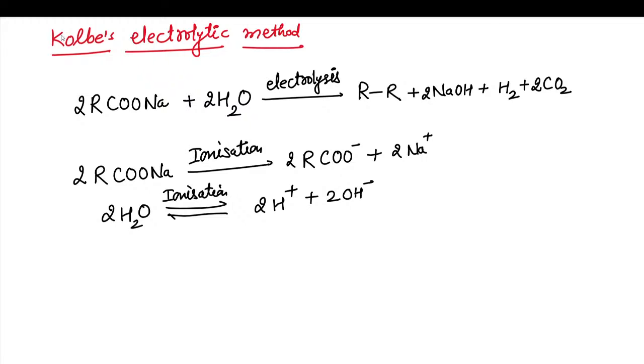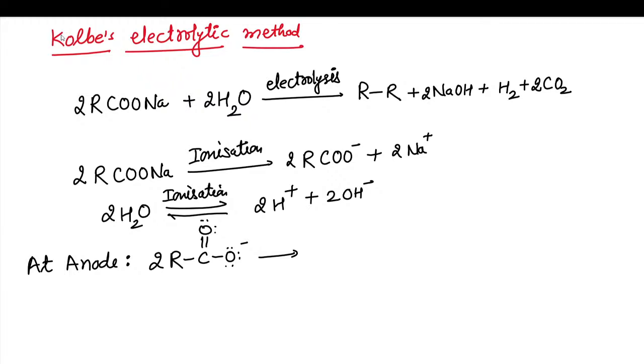Now, as electrolysis takes place, at the anode, which ion will move towards the anode? Obviously the anion, because at the anode electrons are lost. Now at the anode, RCOO negative will lose the electron and we get, write it like this, R–C double bond O and O negative.